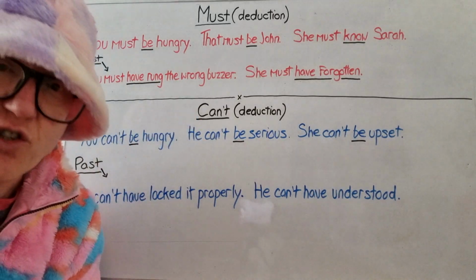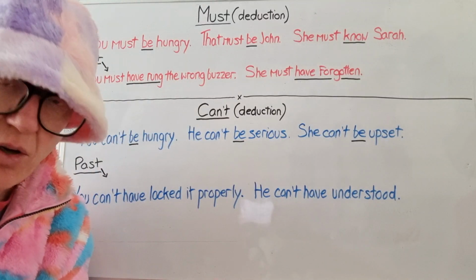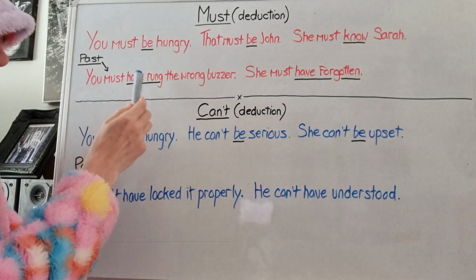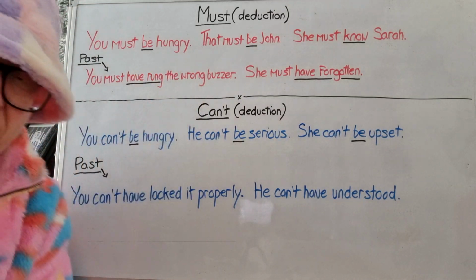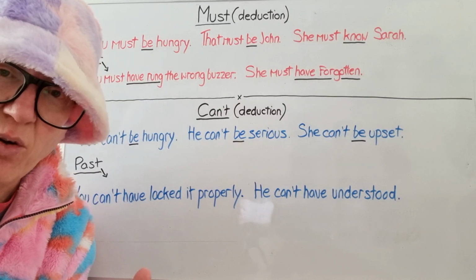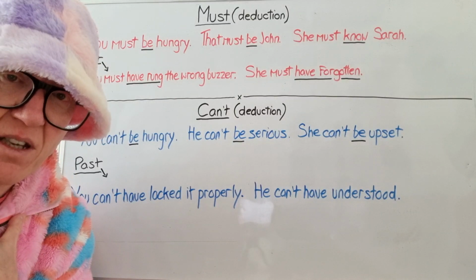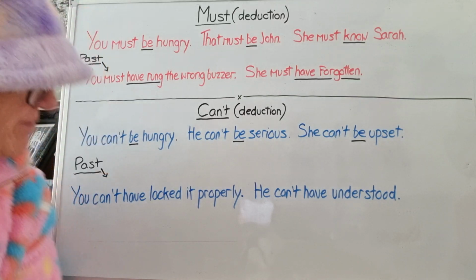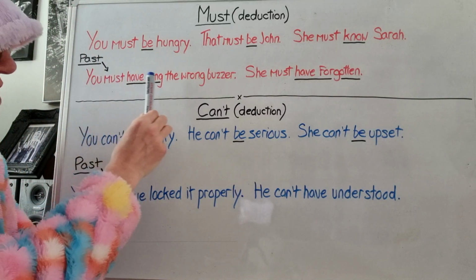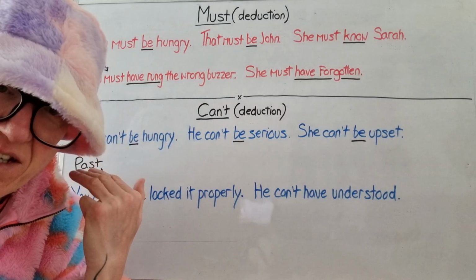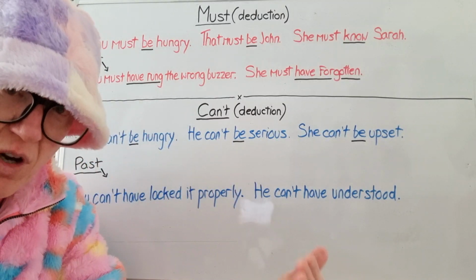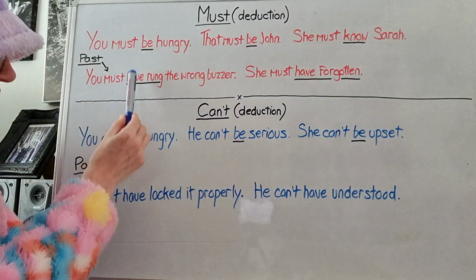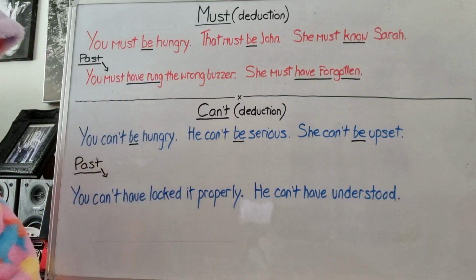You didn't answer your door. I was at home. You must have rung the wrong buzzer. Okay, because I was at home. If you had rung my buzzer, I would have heard it. There's a conditional sentence for your third conditional. You must have rung the wrong buzzer. In the past, okay, you must have rung. Must plus perfect infinitive plus past participle.